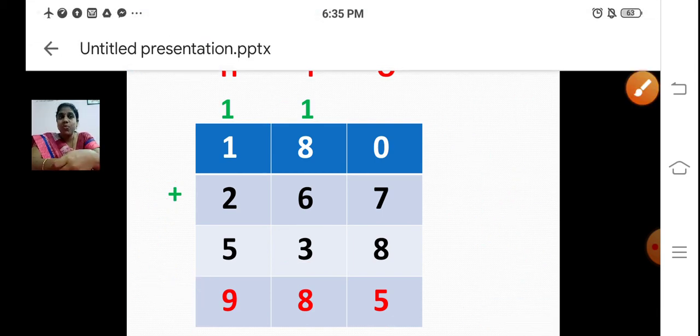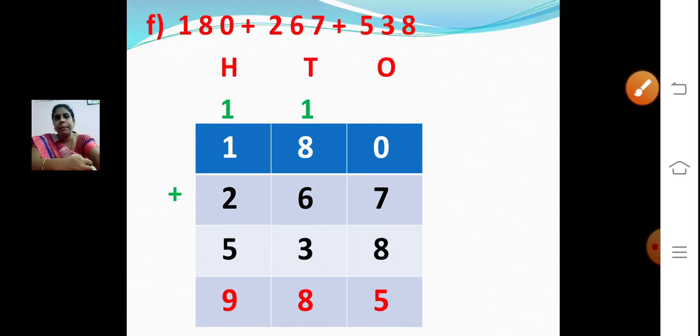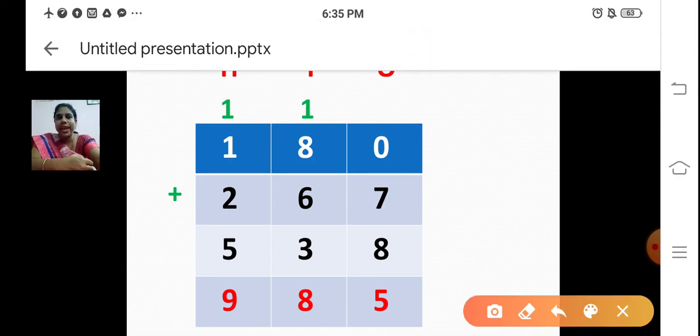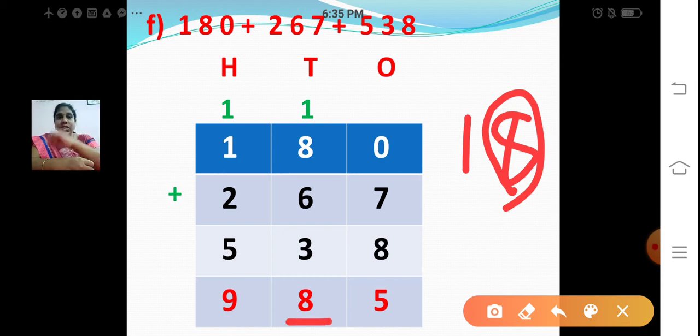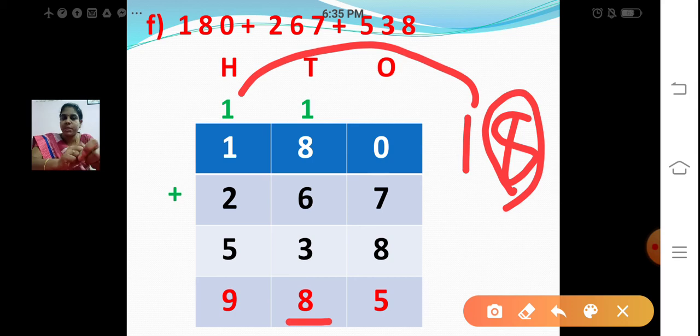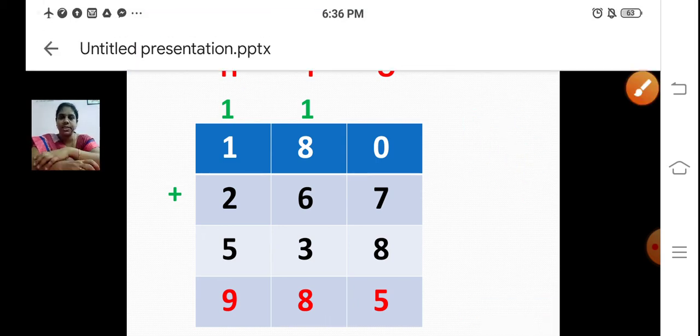So 1 plus 1 ten plus 8 tens is 9 tens. 9 plus 6 is 15. 15 plus 3, 18. It's again a 2-digit number. 18 tens. It's a 2-digit number. So I'm writing 8 in the tens place and carrying that 1 to the hundreds place. Next place, what is that? Hundreds place. So 18 is a 2-digit number. So write 8 in the tens place and carry over that 1 to the hundreds place. Now let's add the hundreds place now.